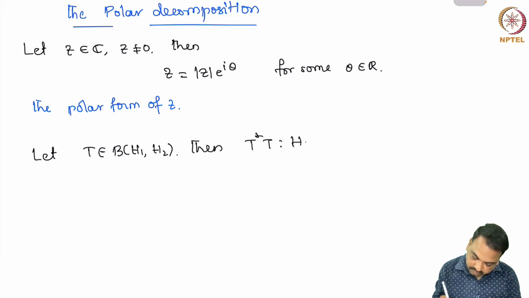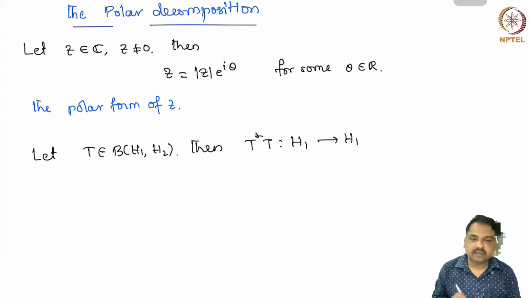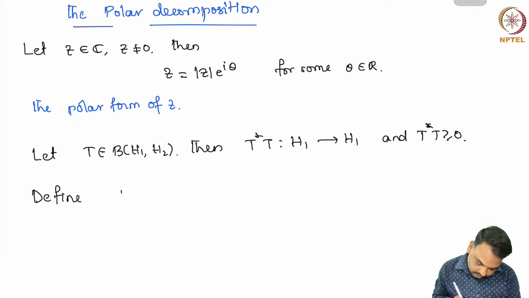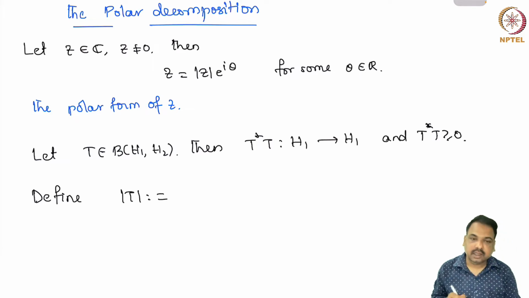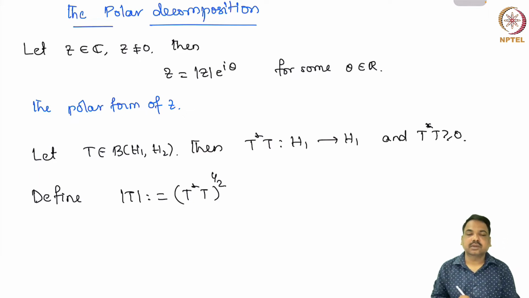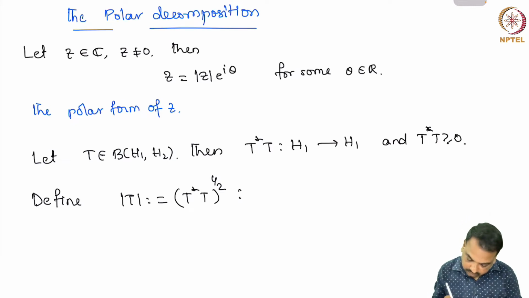Then we know that T star T is a map from H1 into H1, and it is positive. Once we have a positive operator, it has a positive square root. So let us define modulus of T as the square root of T star T. We know that the square root of T star T is unique. Hence, this is a linear map from H1 into H1.